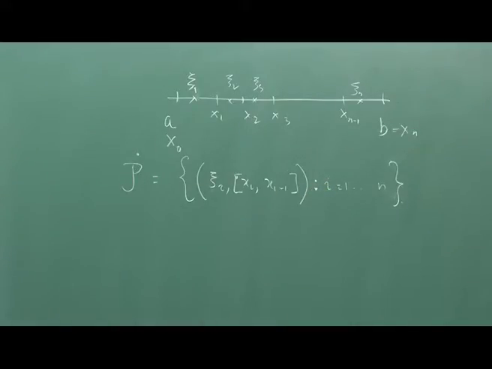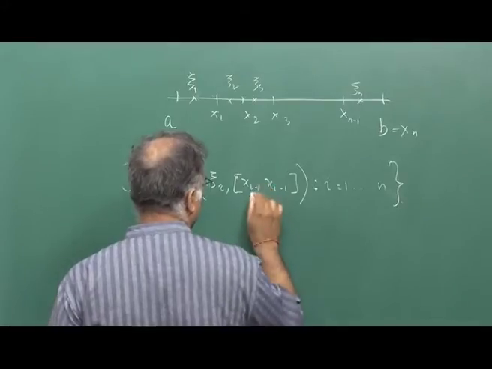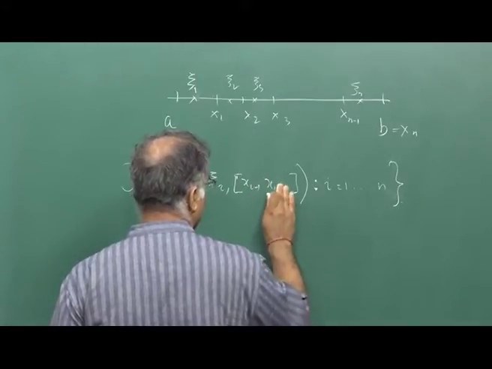Now what did Riemann do? Sorry, I made a mistake. Thank you for pointing it out. The interval is [x(i-1), x(i)], right.